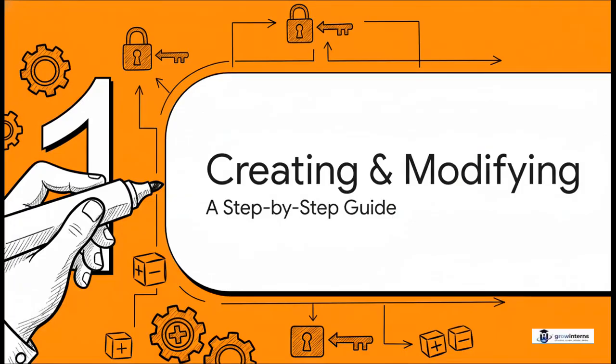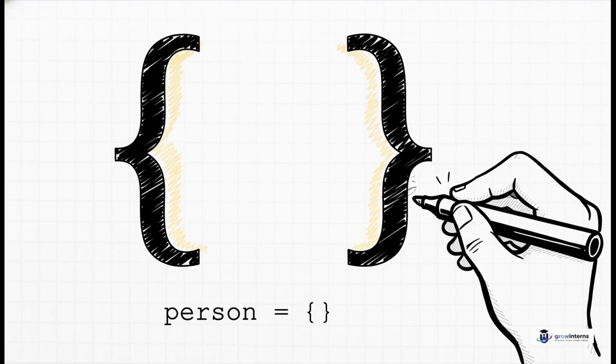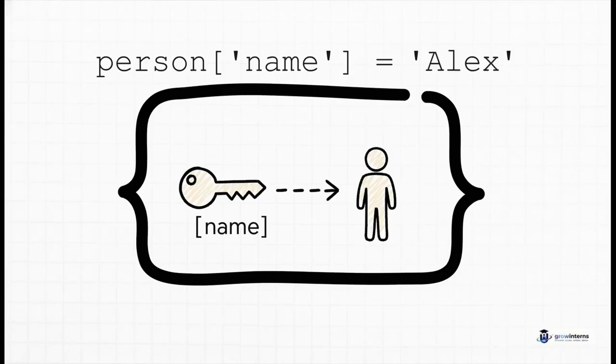So, how do we actually make these things and use them in our code? Let's walk through it step by step. It all starts with a simple pair of curly braces. That's it. This gives us an empty dictionary, a blank canvas ready for our data. To add our first item, we just specify a key inside square brackets, in this case, the word name, and then we assign a value to it. And just like that, our dictionary has its first key-value pair.